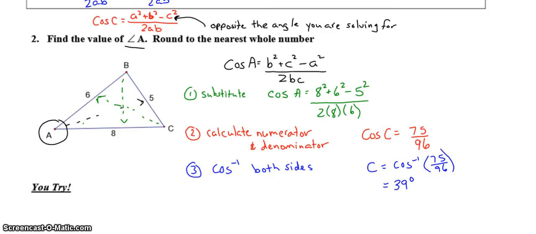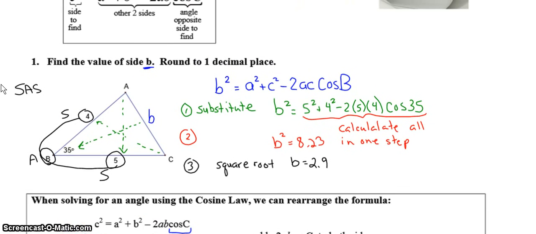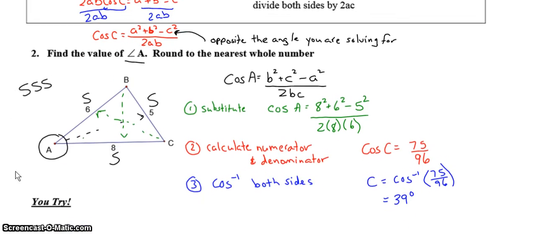When you're solving for an angle using the cosine law, you need to know all three sides. So that's the SSS case. That's the only way that you can find an angle using the cosine law. If you don't have all three sides and you're trying to solve for an angle, that means you'd have to be using the sine law. So that's how you solve for a side. This is how you solve for an angle.